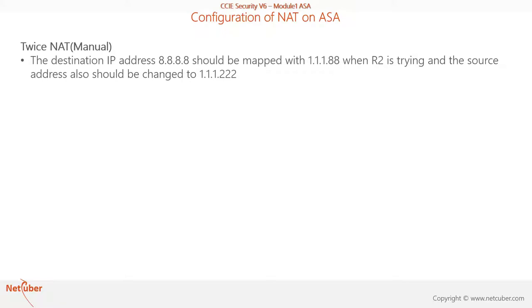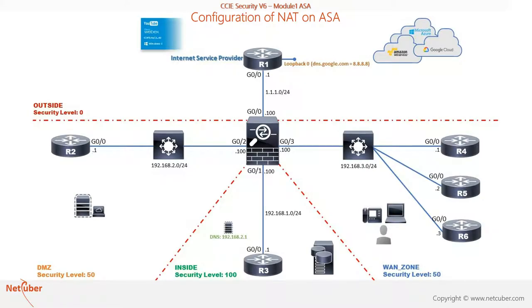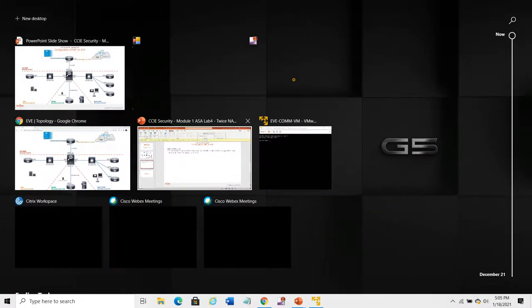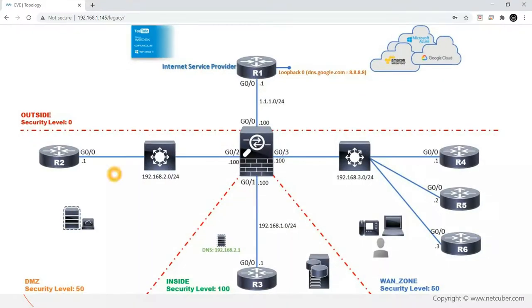So basically, when a source is trying to reach a destination, the real destination address will be mapped, and once the traffic leaves from ASA, the source address also will be NAT. So basically, destination and source having address translation. So in our scenario, R2 will be the source and R1's loopback address will be the destination.